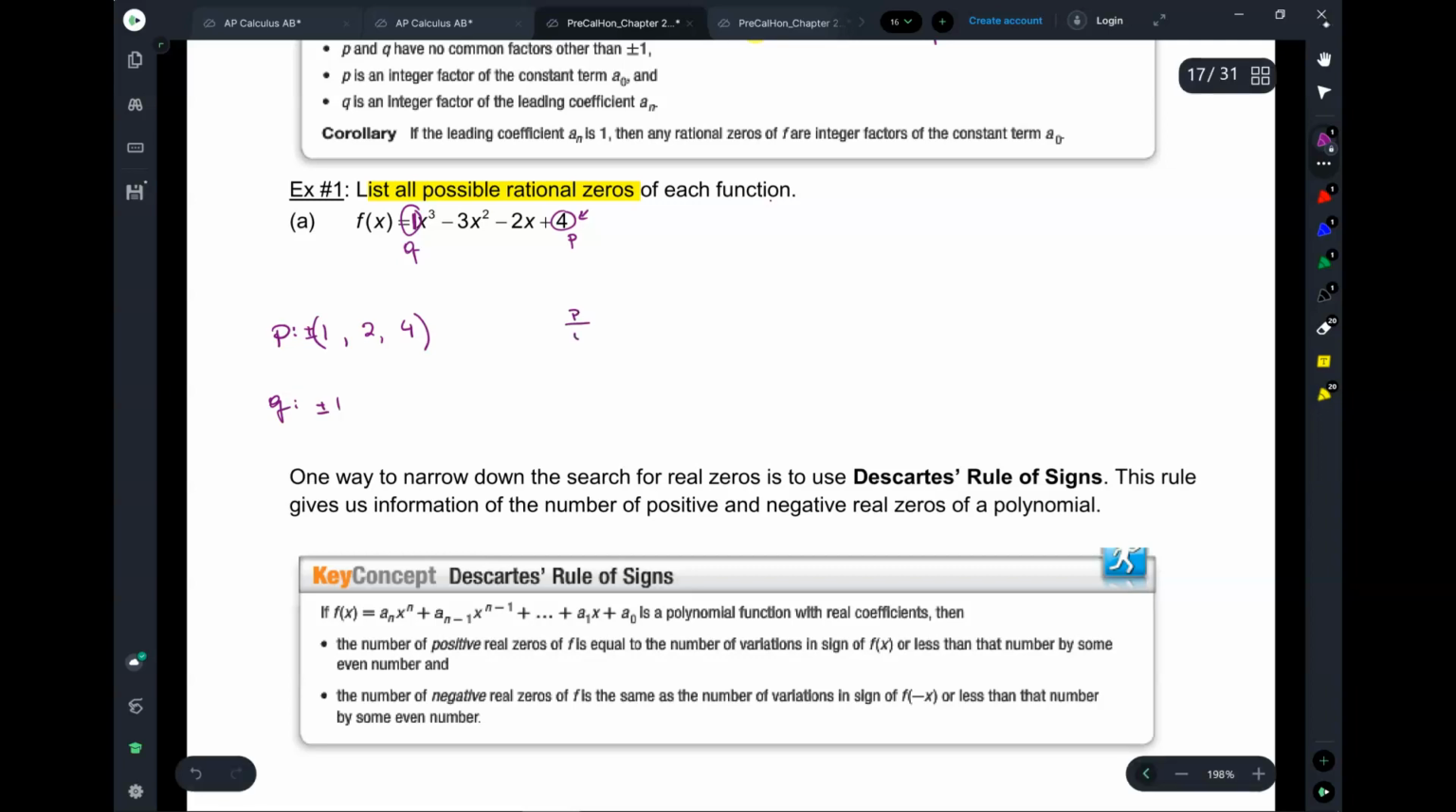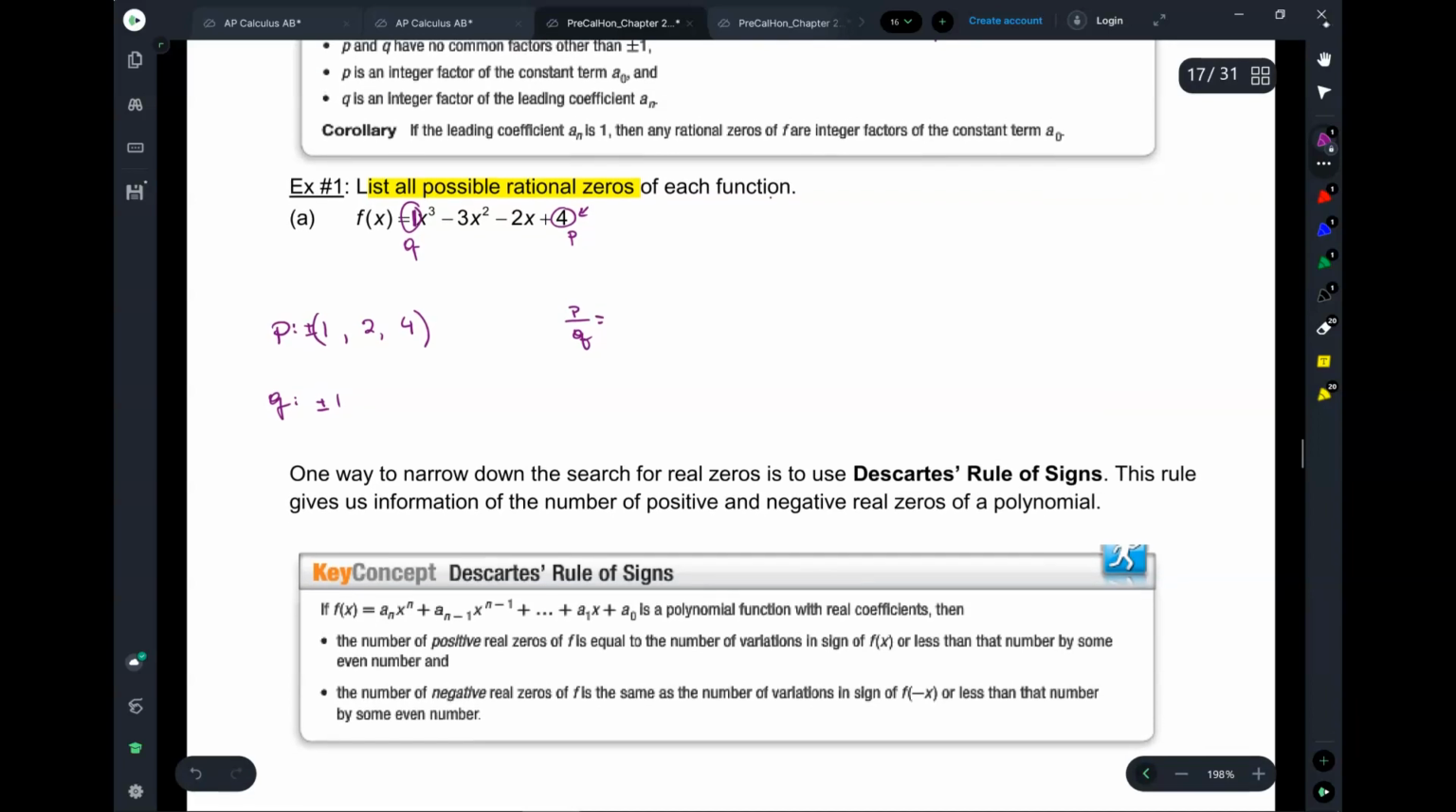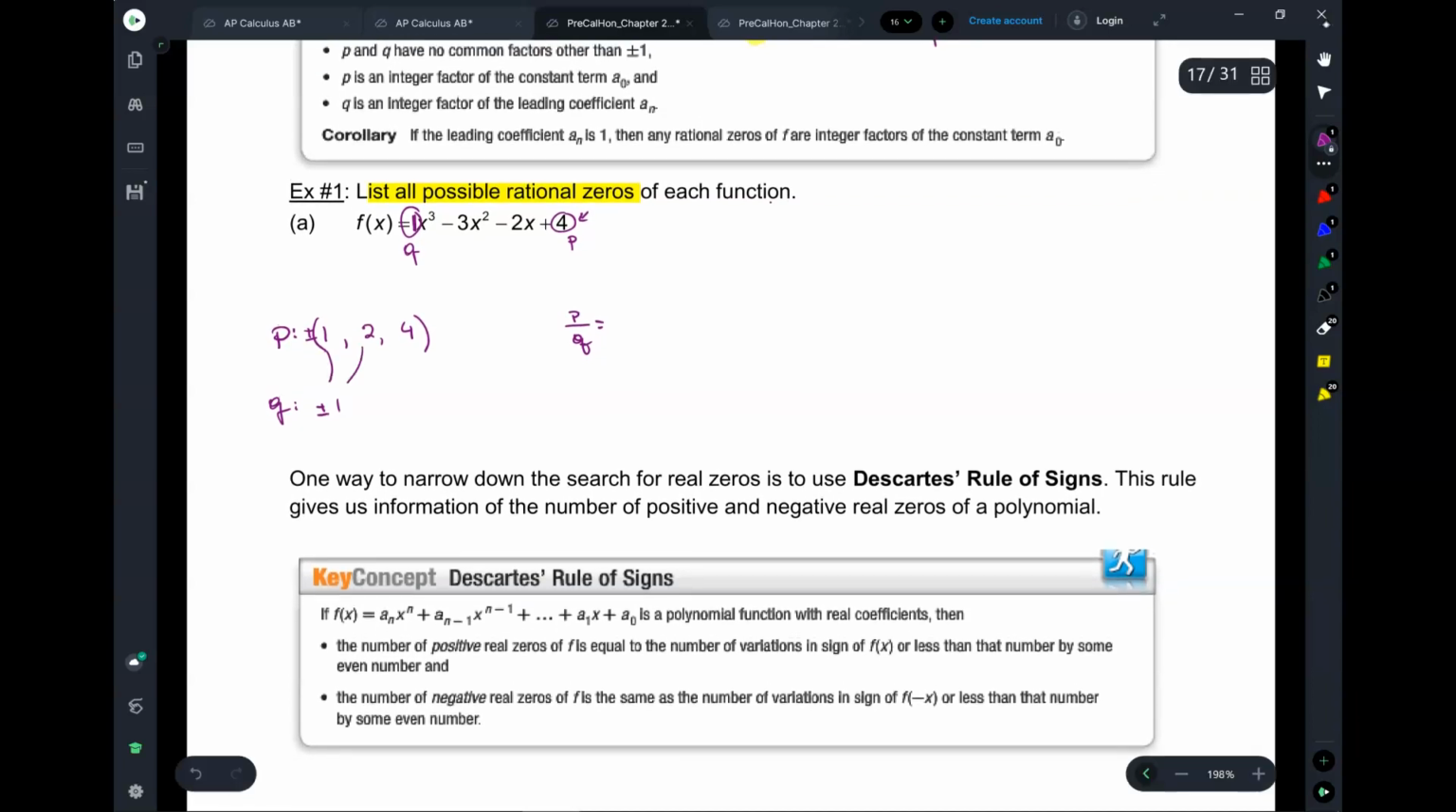Now, p over q is equal to all of the p's divided by each of the q's, right? So you take each of the p's and you divide it by each of the q's. So this will be plus or minus 1 over 1, which is 1, 2 over 1, which is 2, 4 over 1, which is 4. So right now, these are all of the possible zeros of f of x, okay?